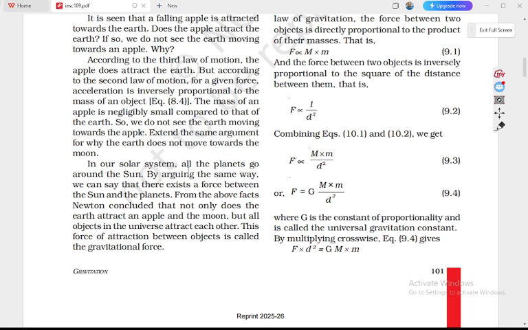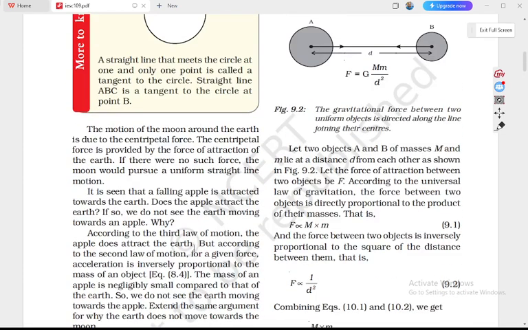In our solar system, all the planets go around the sun. By arguing the same, we can say that there exists a force between the sun and the planets. From the above facts, Newton concluded that not only does the Earth attract an apple and the moon, but all the objects in the universe attract each other. This force of attraction between objects is called the gravitational force.